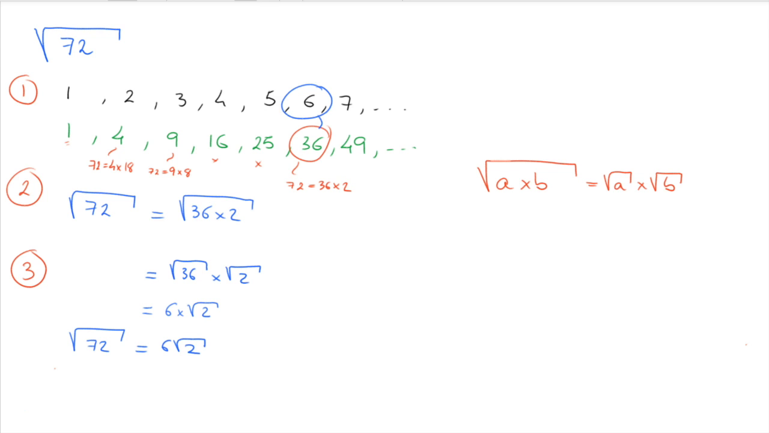And we're done. Now that's how we can simplify square roots using factors which are square numbers.